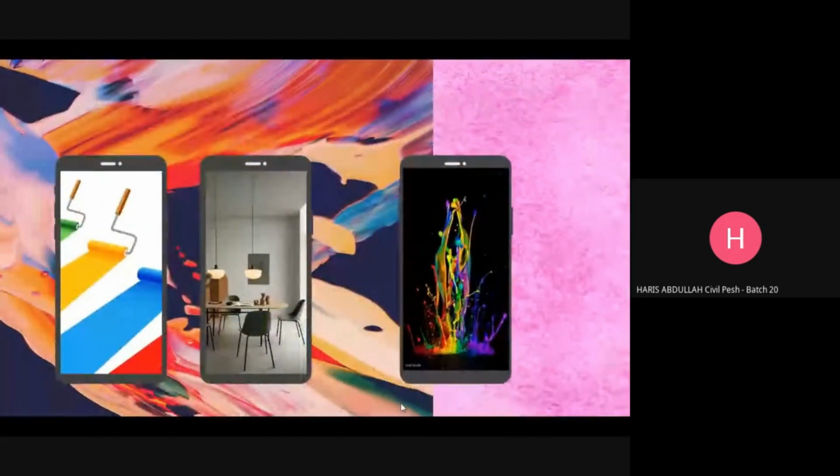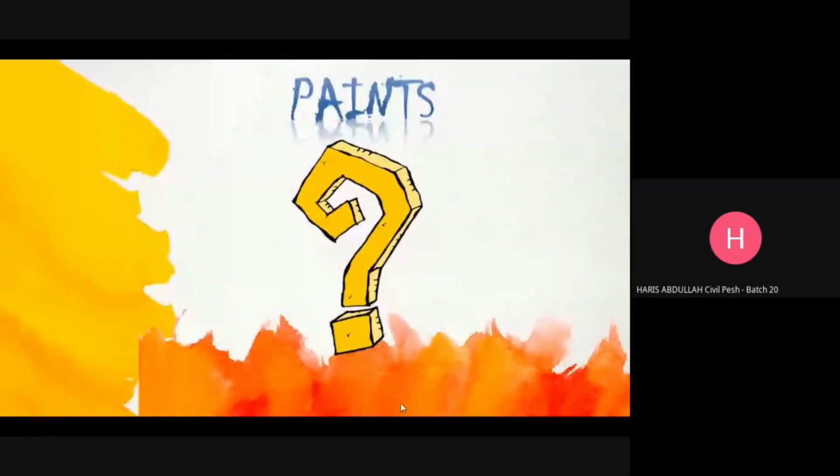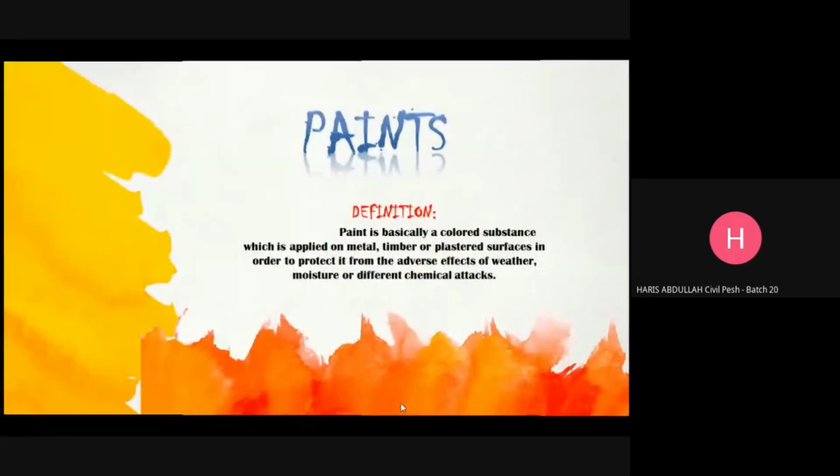Okay, so can you see this picture? When you look at this picture, you will see a lot of colors and a lot of glamour, and by human nature it fascinates us to chase aesthetics and beauty. So let's now discuss what paint actually is.